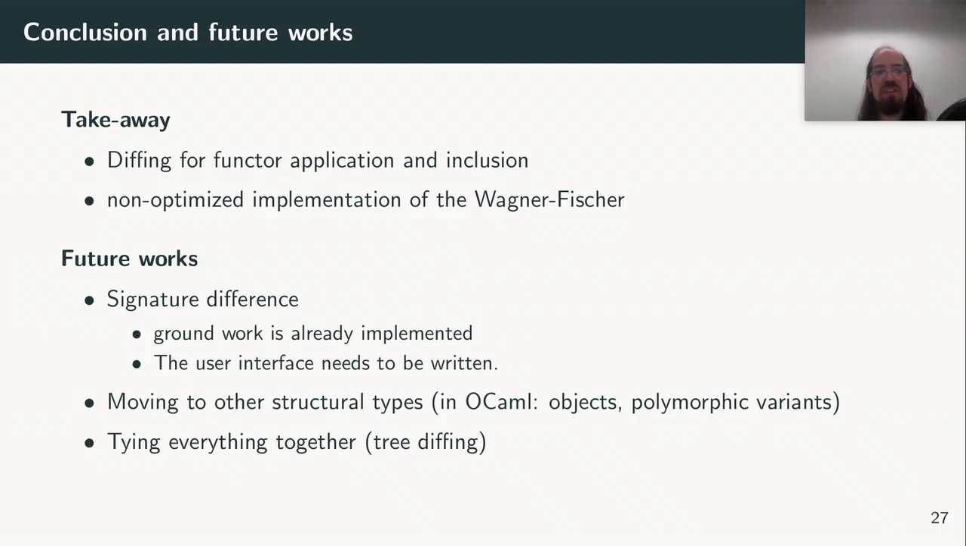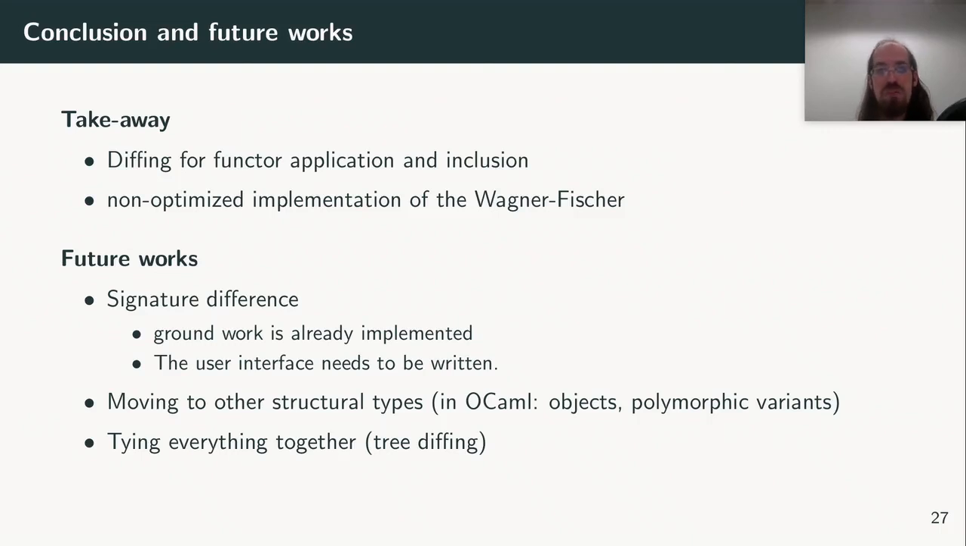So what can you take away from this talk? We have applied diffing for functor application and inclusion to get nice error messages that identify common mistakes rather than try to describe every module type inside. And this works using a non-optimized version of the Wagner-Fischer algorithm. Why is it a non-optimized version? Because optimization didn't matter at this point. This gives, I would say, very, very nice error messages as far as I'm concerned. So there's still more work to do.